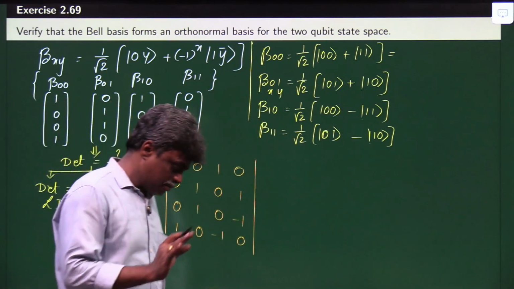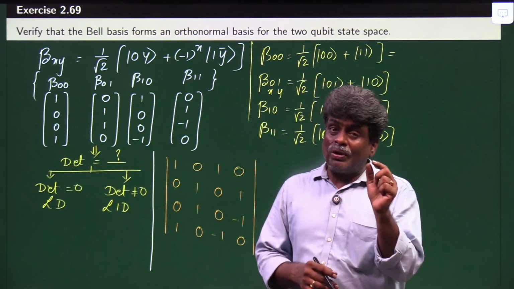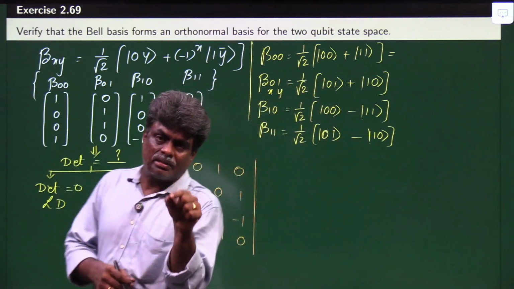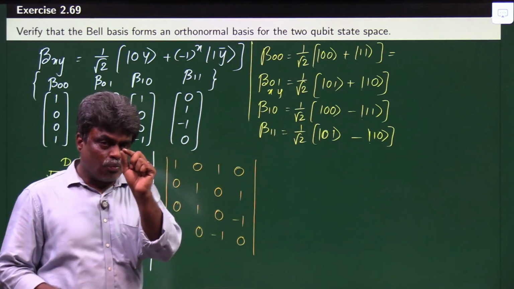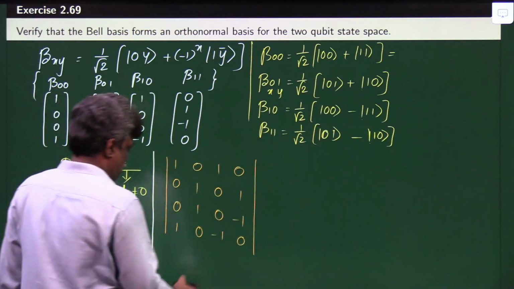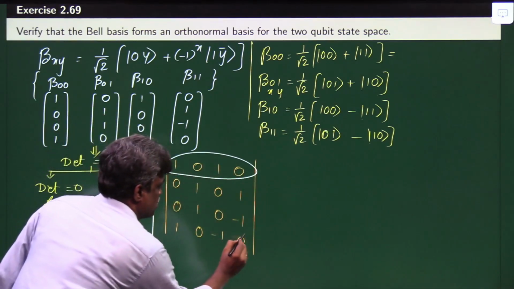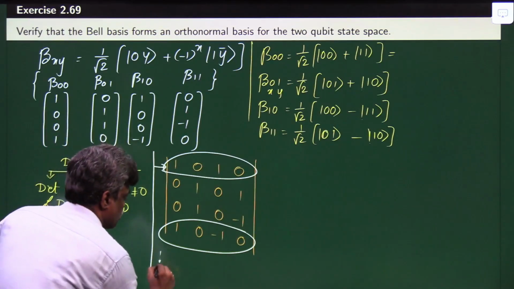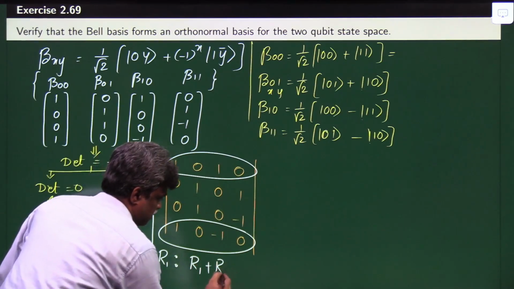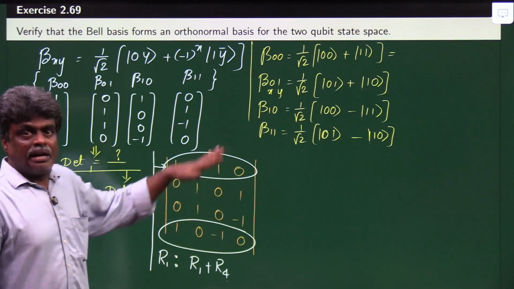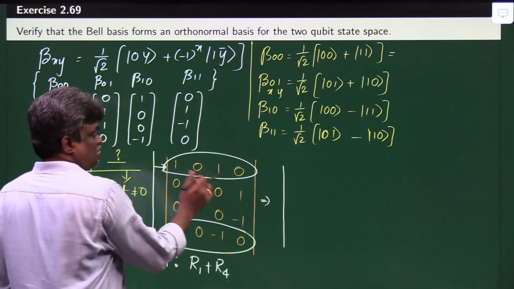How to find it? Remember, just convert any row or column which contains only one non-zero element. I repeat, convert any one row or column to contain only one non-zero element. So I'm taking the first row and the last row, the fourth row. R1 is converted by simply adding R1 plus R4. Then the first row is changed.